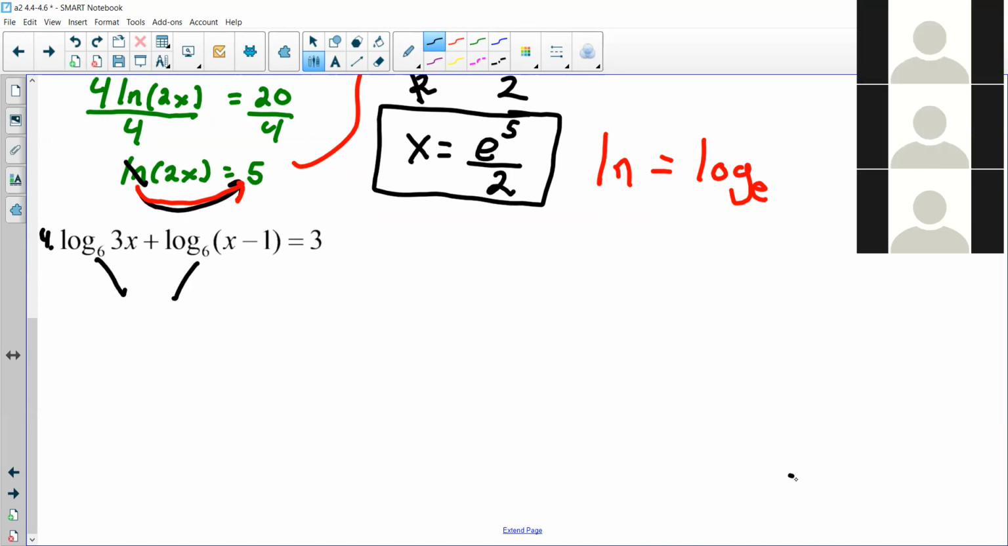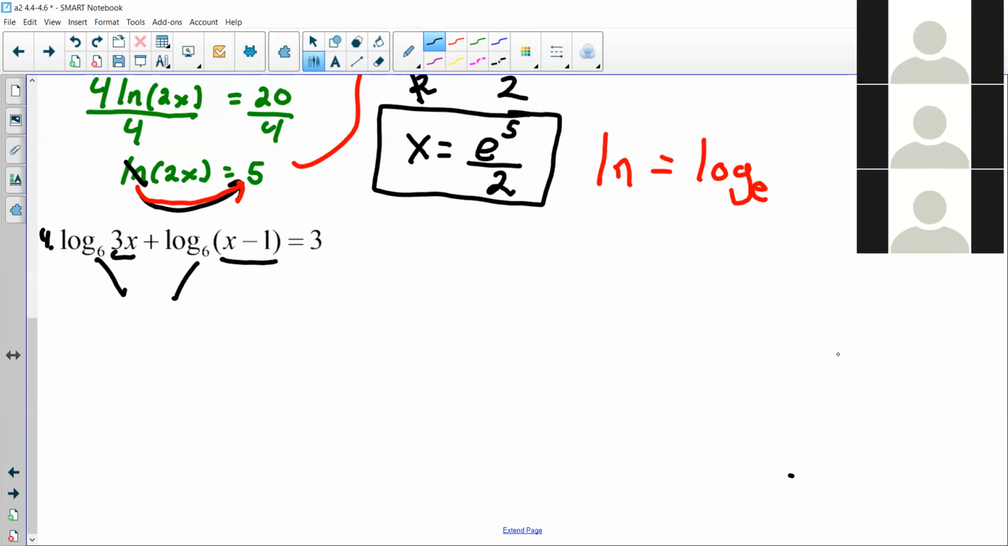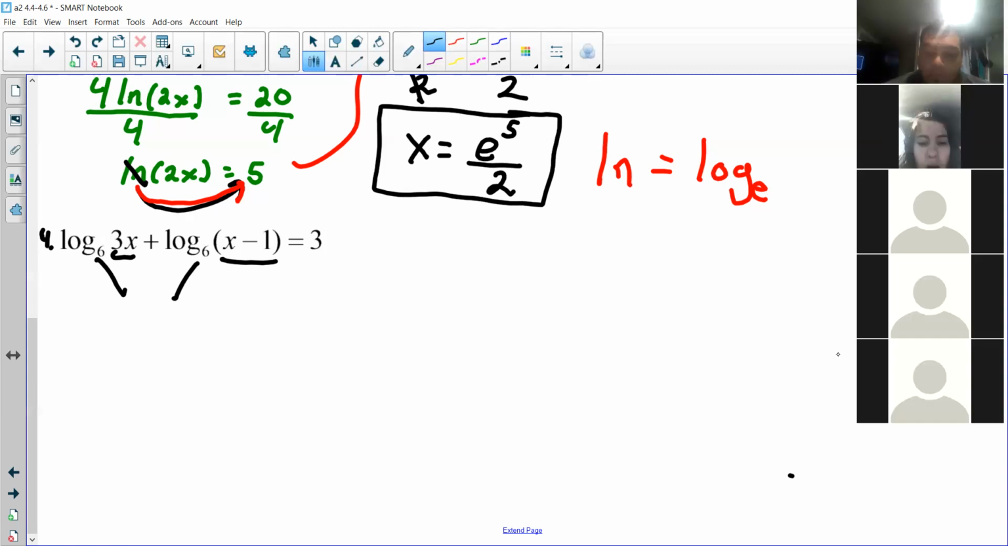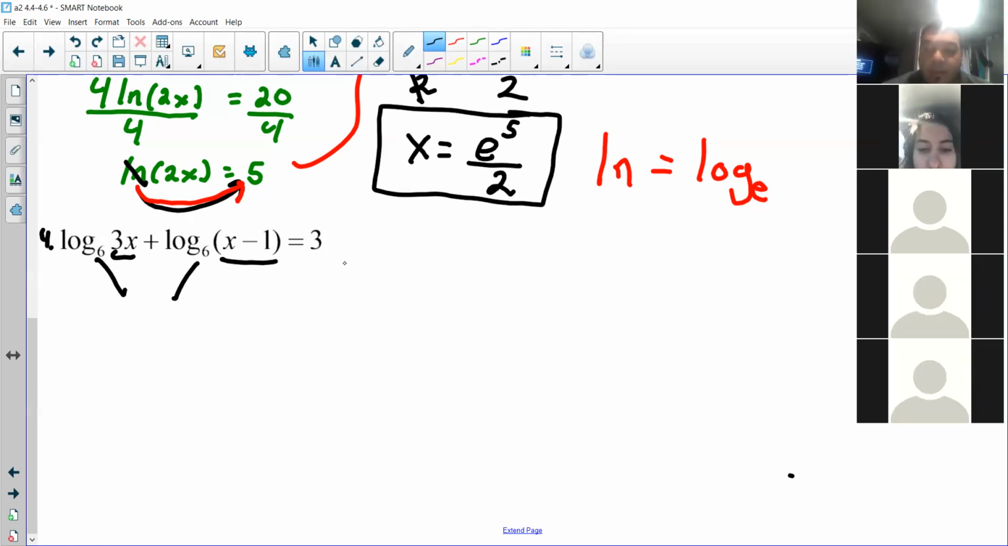Do you just add the 2 6s? No, you don't. You add the 2 logs, which means the stuff on the inside. But you're not adding it. When you have a plus sign in between, what do you actually do? Multiply. Good, multiply. Thank you, Ella, for the pickup. So we're going to multiply this.